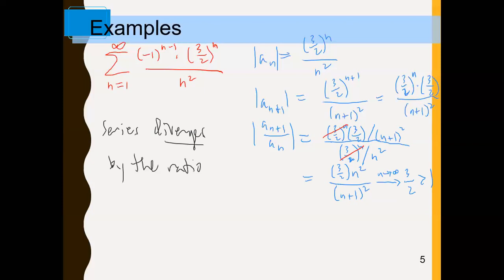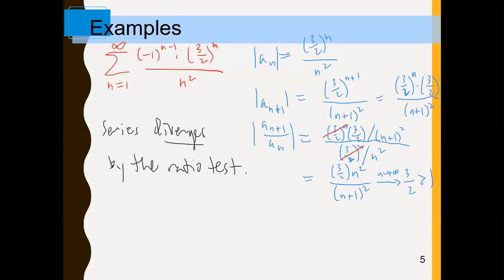And is that really very surprising? Because think about it. We had 3/2 to the n. Look at that series. You have an exponential thing that's bigger than 1. Do you think that that n squared is going to be enough to offset that? No. The terms don't even go to 0 here, okay?